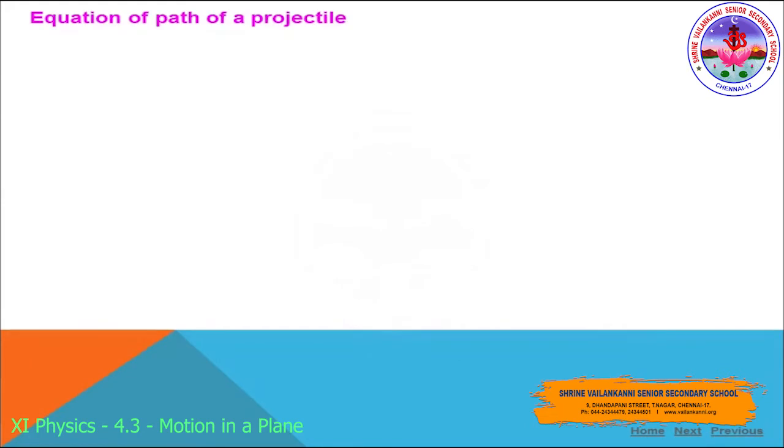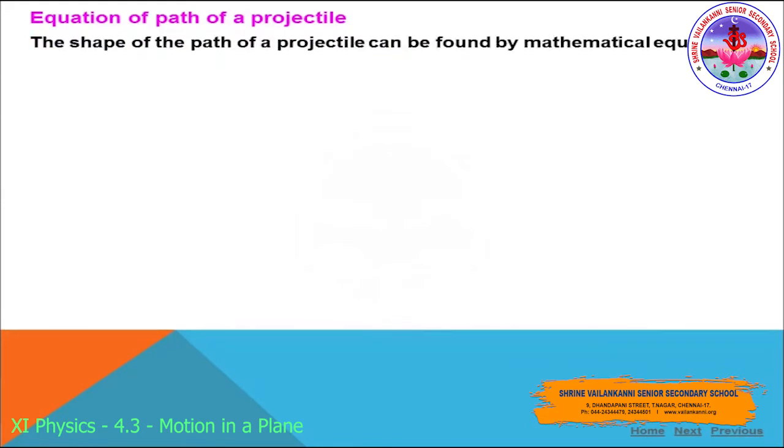Got it? So, the equation of the path of a projectile, which means the trajectory of the motion. The shape of the path we have seen is parabolic, right? So the mathematical equation we can see now is x equal to V naught x t.